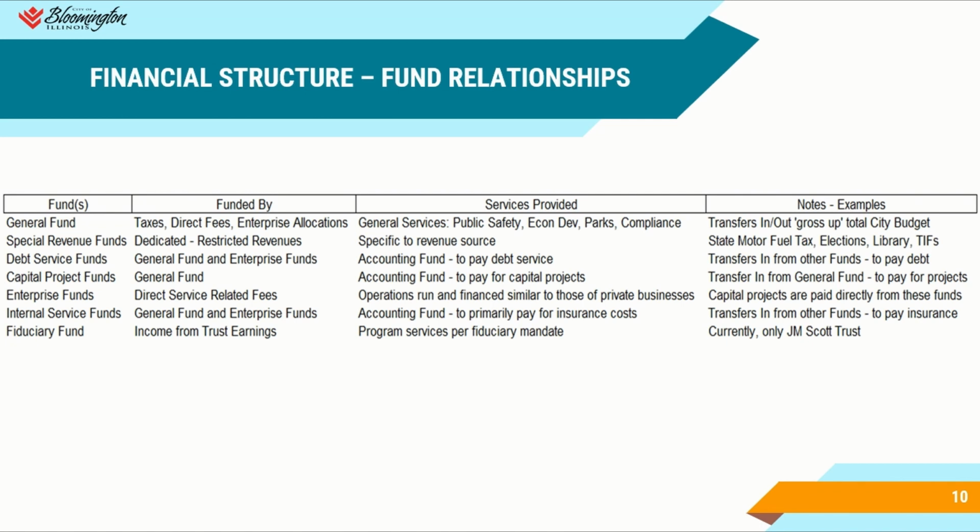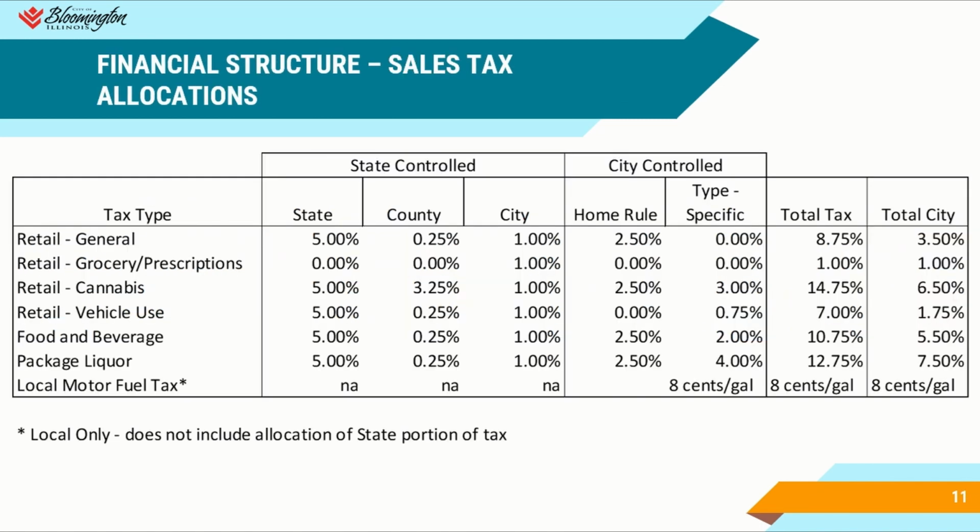Enterprise funds are operated and run similar to those of private business. They have direct service-related fees. Internal service funds are primarily used to pay insurance costs. And finally, the fiduciary funds, the John M. Scott Healthcare Trust, have program service per fiduciary mandates. The financial structure, sales tax allocation. Broken out is the state-controlled tax, the city-controlled, and then the total tax, and then the total amount received by the city.